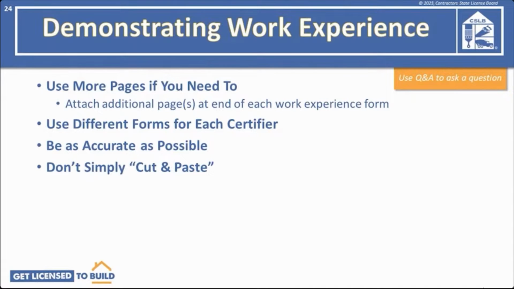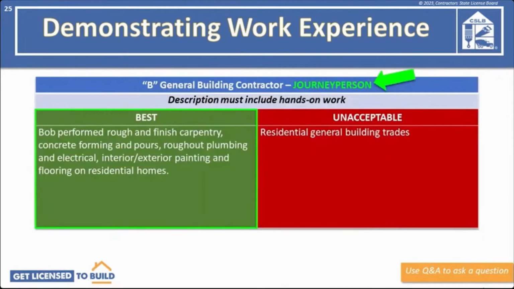Do not copy and paste this information directly into your application. These are just examples. At the top of this chart is the classification and type of experience you're trying to demonstrate. This first example is journey person experience. The overall theme we'll keep repeating is the more specific the description, the better. Note, the work experience form should be completed by your certifier, someone who has knowledge and has observed your work experience for the classification you're applying for. That person does not have to be a licensed contractor.